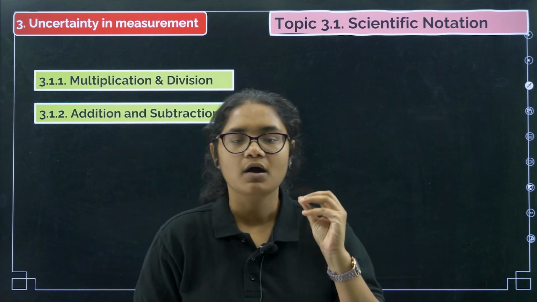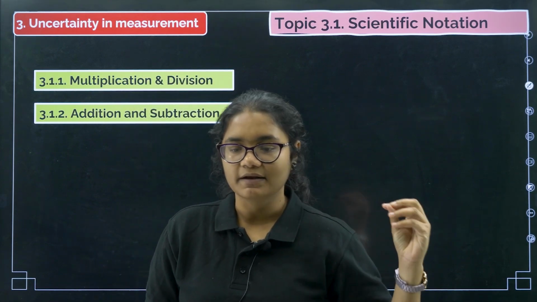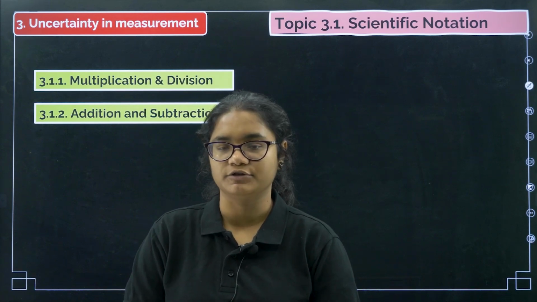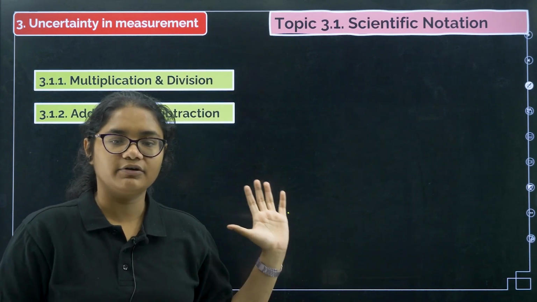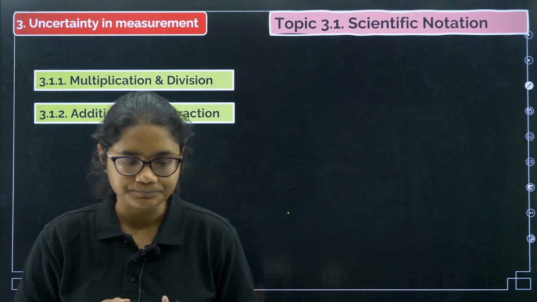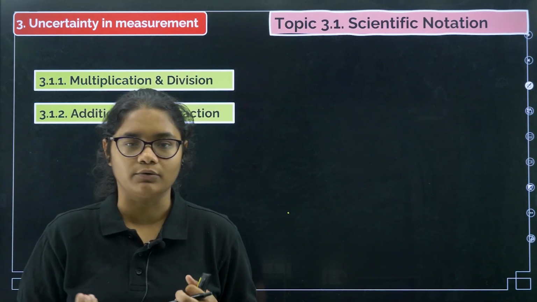First we will understand what scientific notation is, then we will study multiplication and division, and what rule is followed for scientific division. Then we will look at addition and subtraction, and what rule is followed.